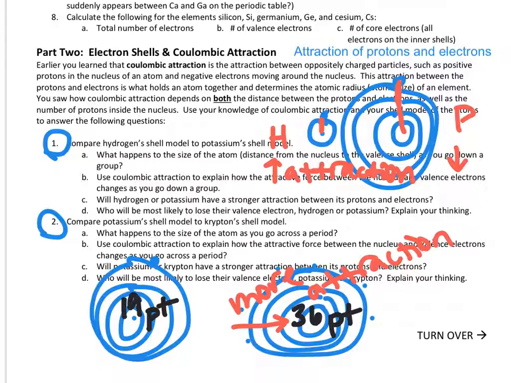Okay, so we need to keep that Coulombic attraction in mind when we are doing part 3. So let's take a look at part 3.